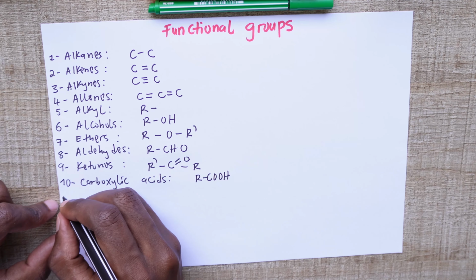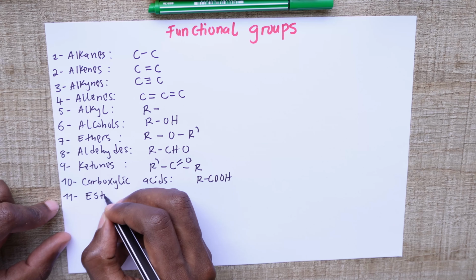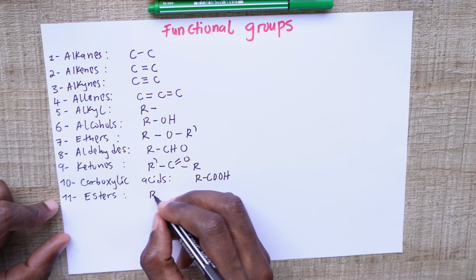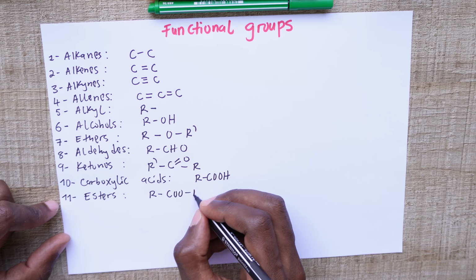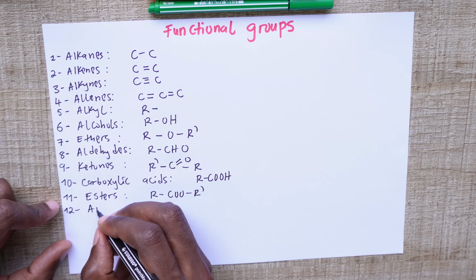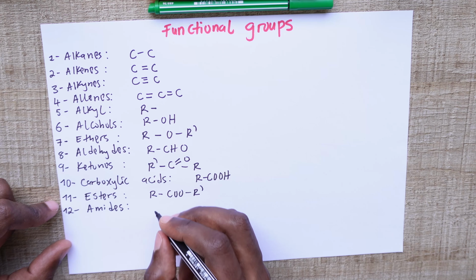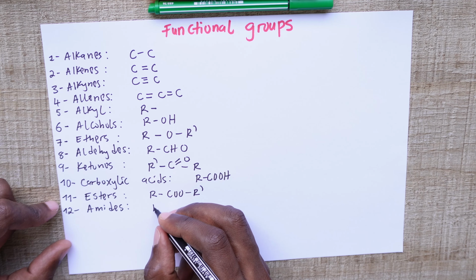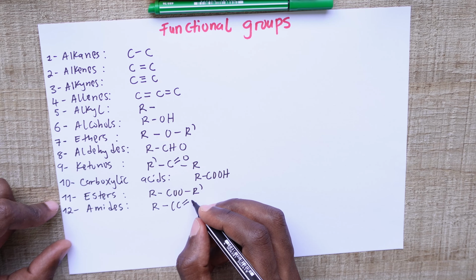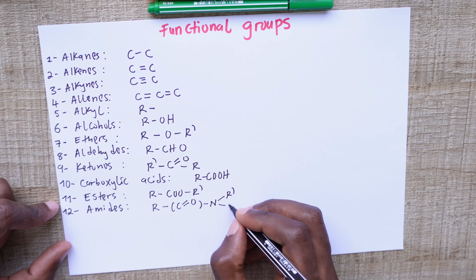Okay. Number 11, we have the esters that are actually derivatives of the carboxylic acids and have as functional group RCOOR prime. Okay? You also have the amides that are derivatives of the carboxylic acids, have a nitrogen and an oxygen, so have an RCO, let me put it like that, then with an N, R prime, R prime prime.